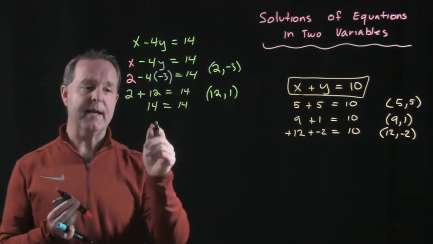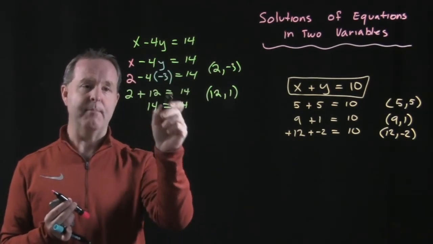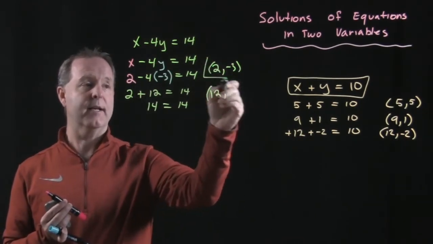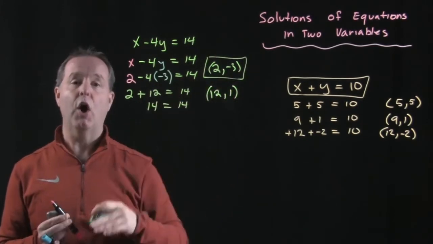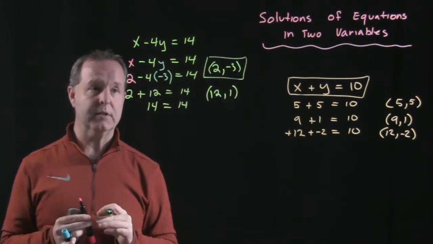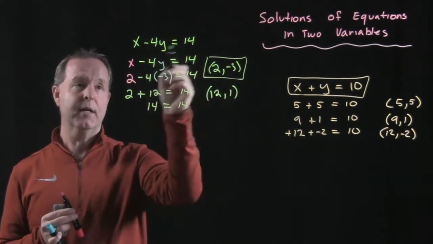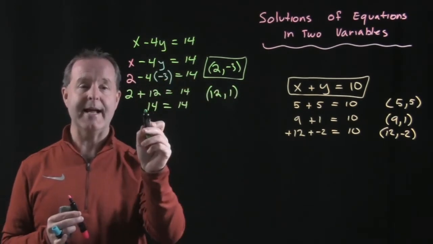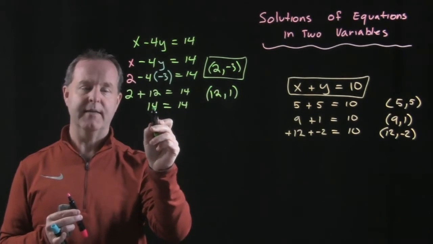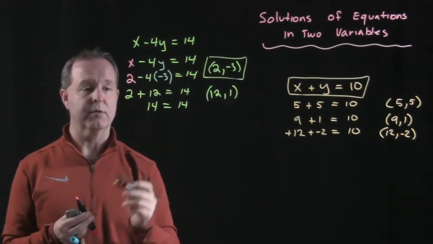And when we get something like this that's called a true statement, that means the values I inserted in this particular equation are valid or good solutions. So 2 and negative 3 is a solution to that particular equation because I got a statement as I was solving it that's a truth. 14 equals 14.